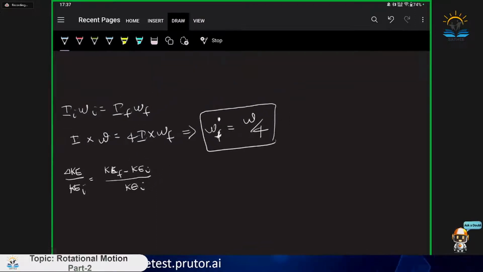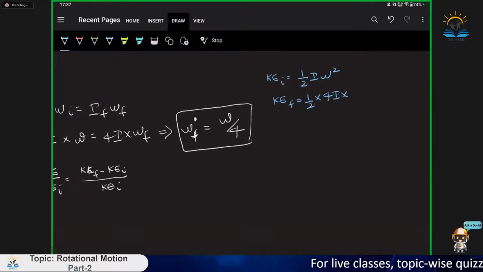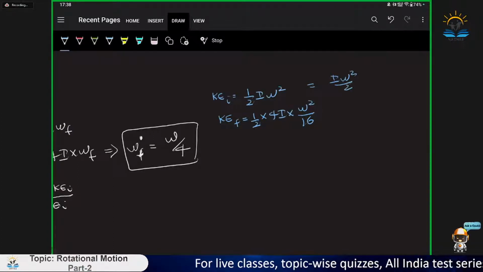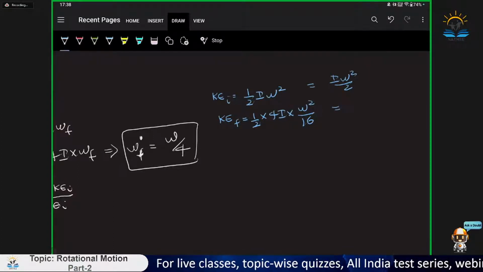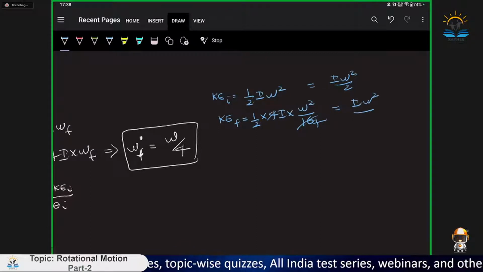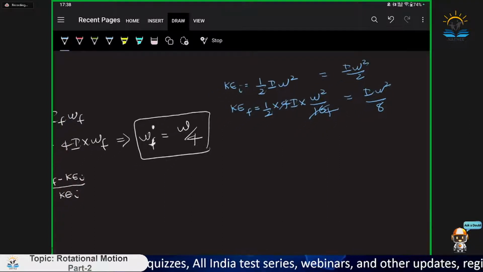Initial kinetic energy will be half I omega square. Final kinetic energy will be half into moment of inertia, which is 4I, into omega square, where omega is omega by 4, that means omega square upon 16. So the initial is I omega square by 2, and the final is 4 I omega square upon 8 wait, I omega square upon 8. So we got the initial and final kinetic energy.